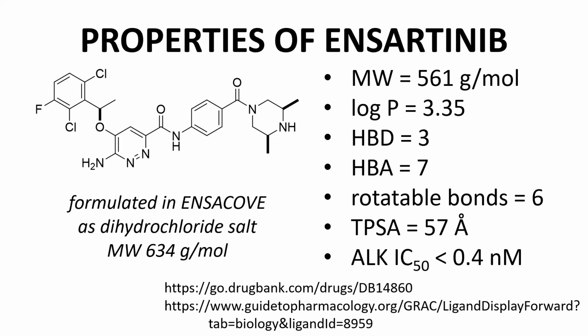The last bullet point is ensartinib's ALK IC50 value from the Guide to Pharmacology. The IC50 is less than 0.4 nanomolar, which is a quite impressive potency. Small molecules do not often have sub-nanomolar potencies. Note that all these values are for ensartinib. In the drug product Ensacove, ensartinib is formulated as its dihydrochloride salt, likely involving protonation of the piperazine NH group and a ring nitrogen in the pyrazine.